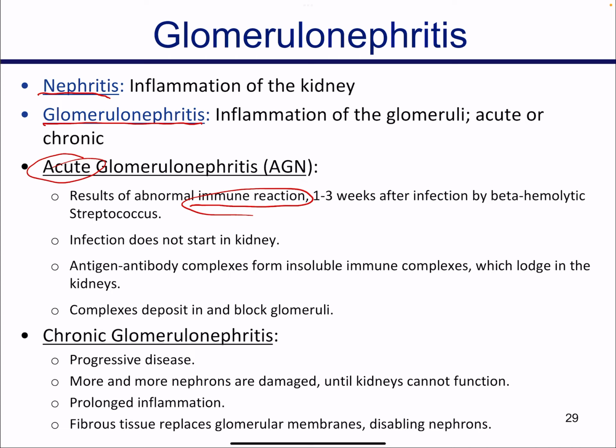Now, you have some complex deposits that can occur and block the glomerulus. Then you have a condition that is more chronic, the chronic glomerulonephritis. This is a progressive disease where the nephrons are going to shut down one by one until the condition is irreversible, right? So this is basically when we can reach kidney failure, right? So that prolonged inflammation is not a good thing.